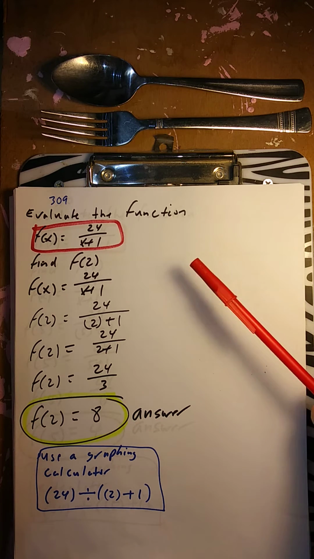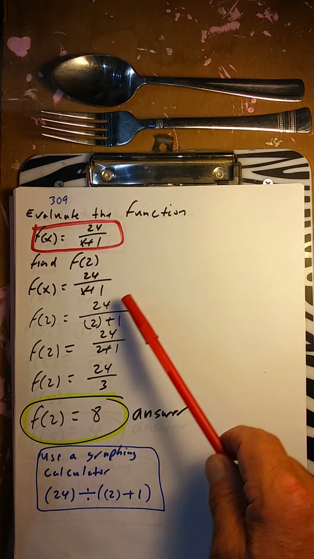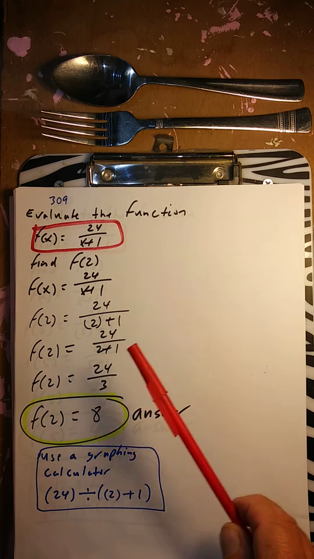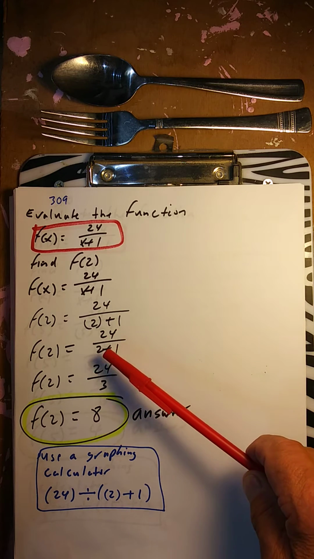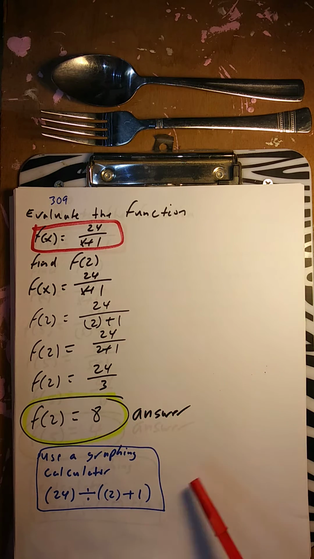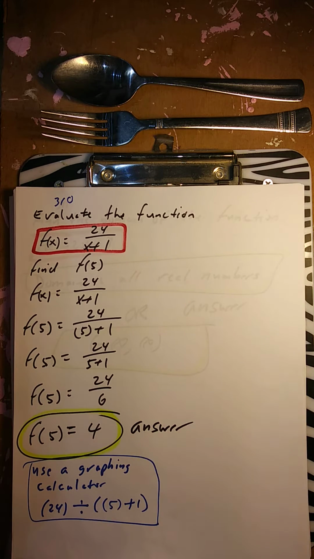Either one. Evaluate the function. f of x equals 24 over x plus 1. f of 2. Put a 2 in there. So now we're going to get what? 24 over 2 plus 1 is 3. 24 over 3 is 8. So f of 2 is what? The function is 8. Okay, graphing calculator also, of course.